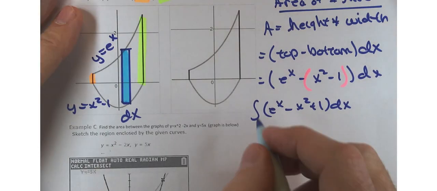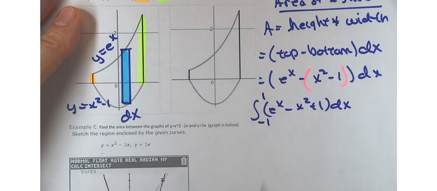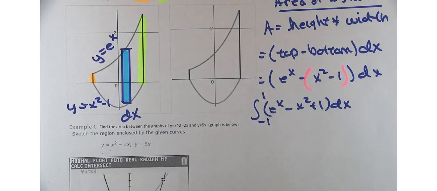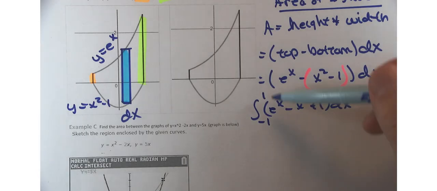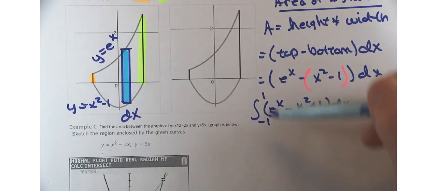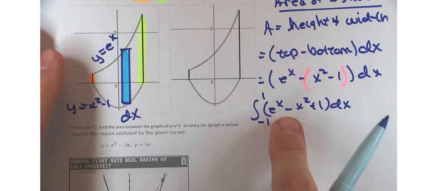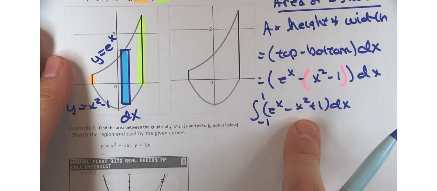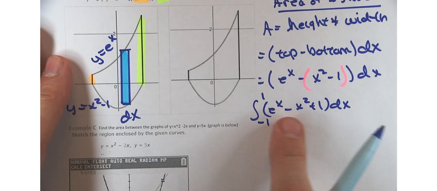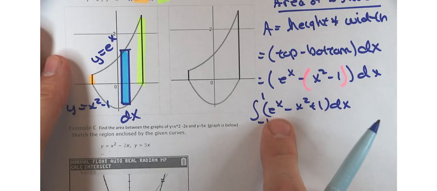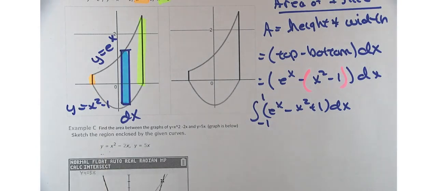Minus 1 to 1. Nice. Now this is a symmetric interval. What you might want to look out for is whether or not this is an even function or an odd function. If it's an odd function or an even function on that symmetric interval, there's some shortcuts that we discussed last time. This one's a neither. It's not an even function, it's not an odd function, so we're just kind of stuck.